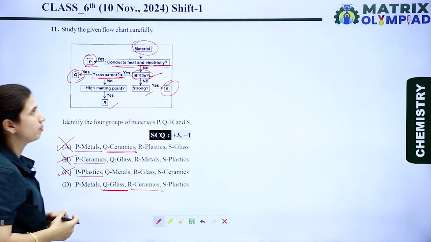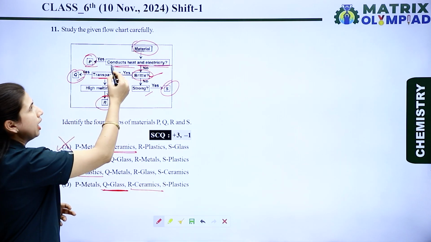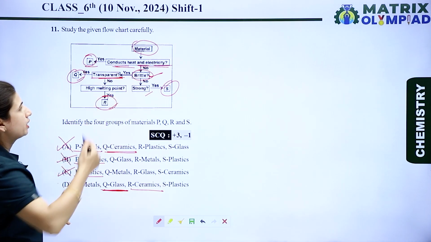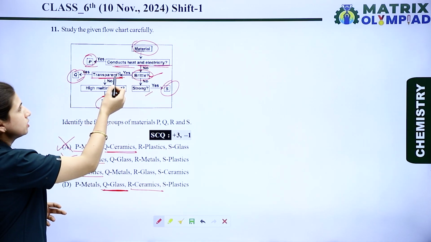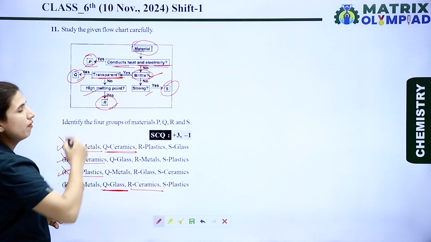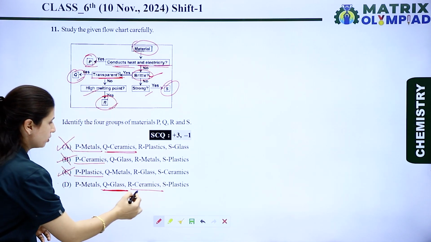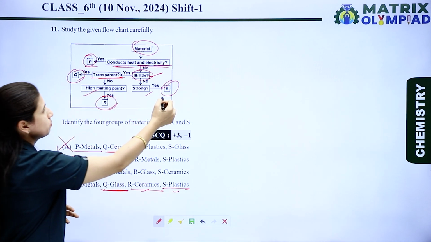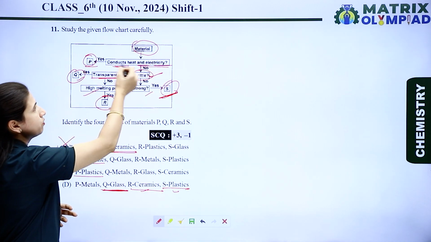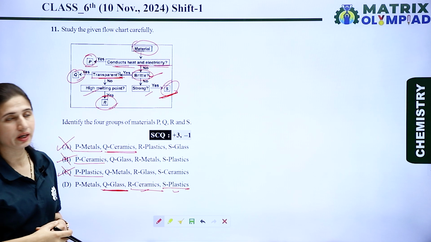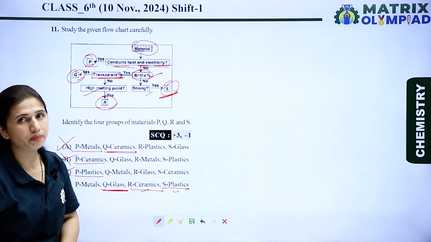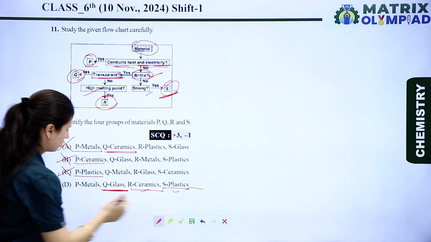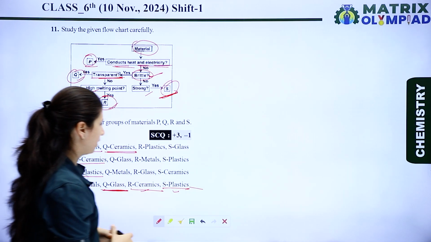Next: R is ceramics. R does not conduct heat and electricity. It is brittle in nature also, and it is not transparent, but it has a high melting and boiling point. So R is also right. And next is S. S is plastic, a substance which does not conduct heat and electricity. It is not brittle but it is strong. So S is plastic, and D is also the right option.